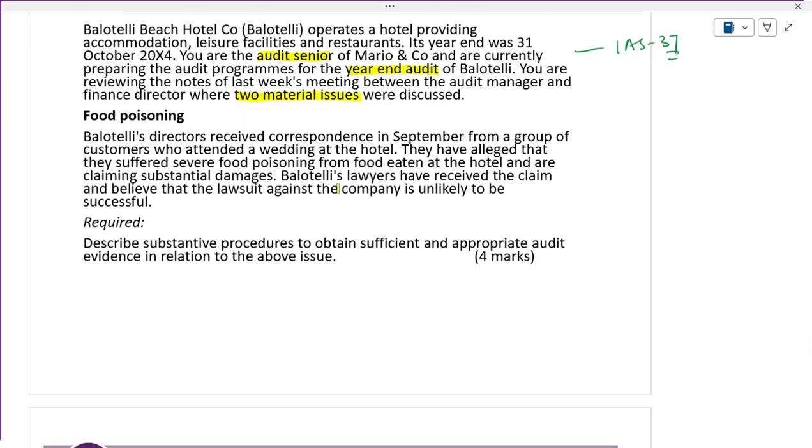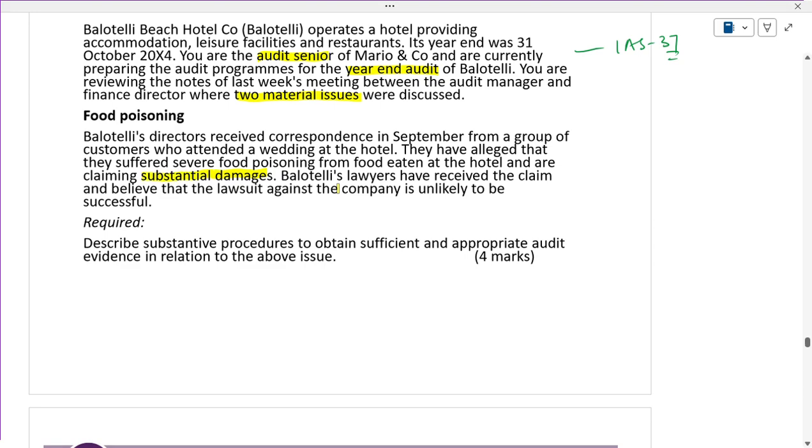Both directors received correspondence in September from customers who attended a wedding at the hotel. They allege that they have suffered food poisoning from food eaten at the hotel, and claim substantial damages.